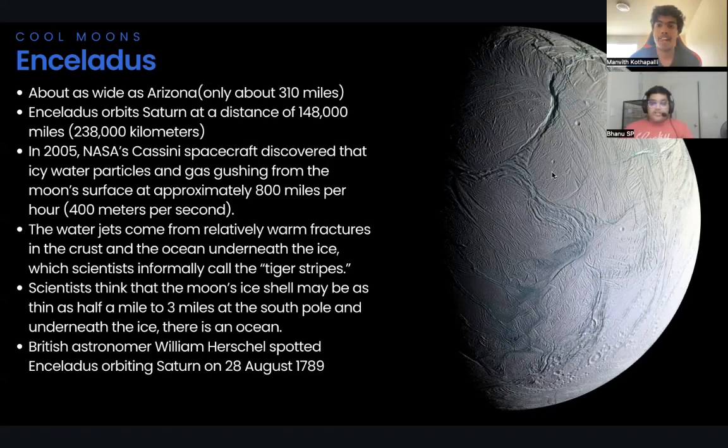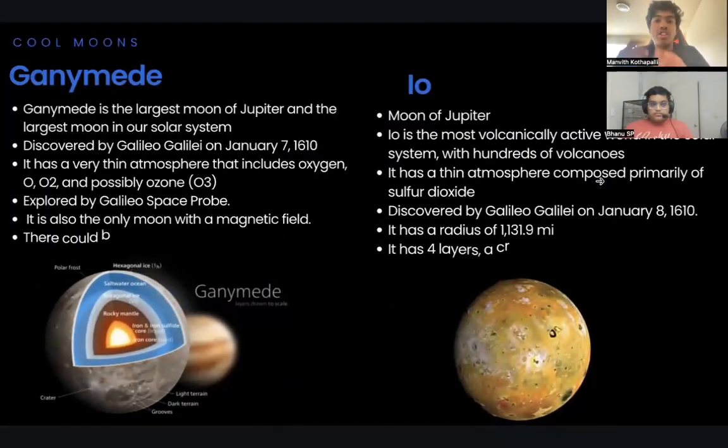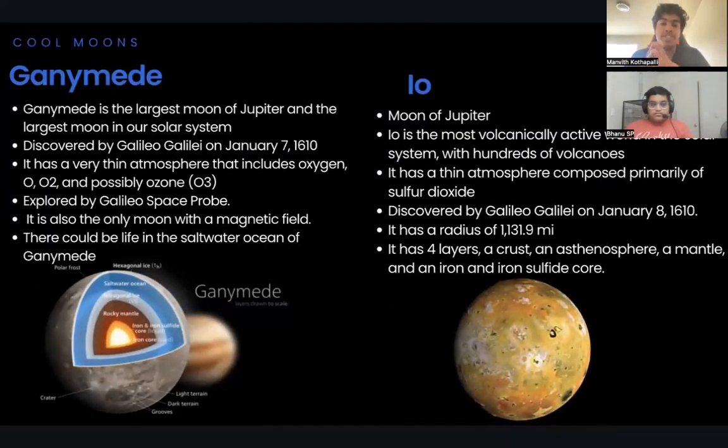Now I want to talk about the next moon. So next we'll be talking about Ganymede. Ganymede is the largest moon of Jupiter and the largest moon in our solar system. It has a very thin atmosphere that includes oxygen, O2, and possibly ozone, O3. It was discovered by Galileo Galilei on January 7th, 1610. It was explored by the Galileo space probe. It has a radius of 1,636.8 miles. It is also the only moon with a magnetic field.